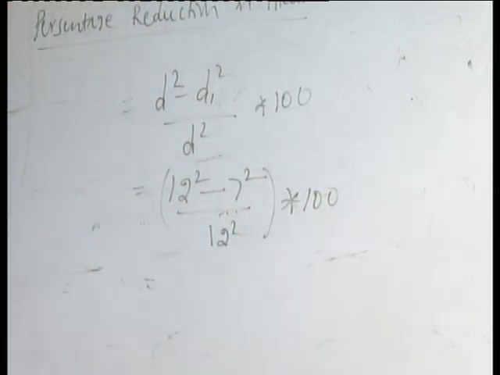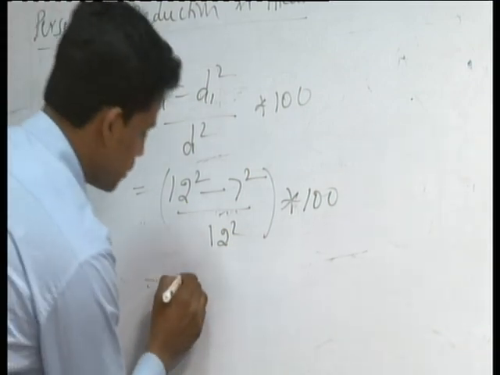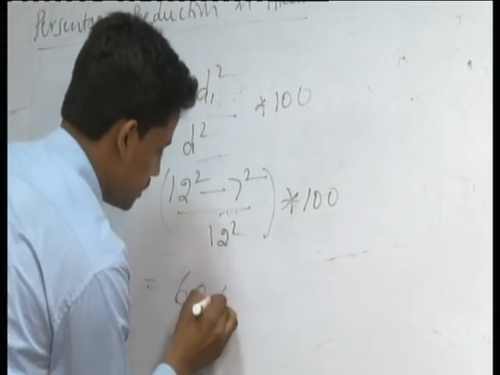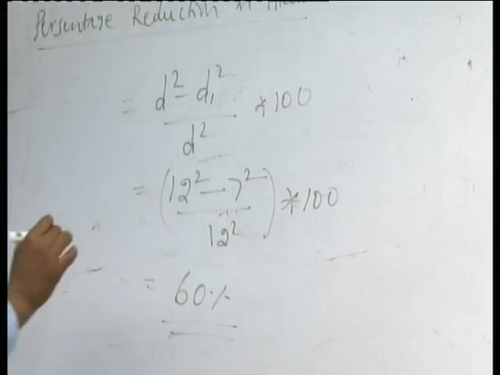Into 100, we will get the percentage reduction here as 60%. That means that 60% of the cross-sectional area is getting reduced due to the applied loads. So our problem will be over.